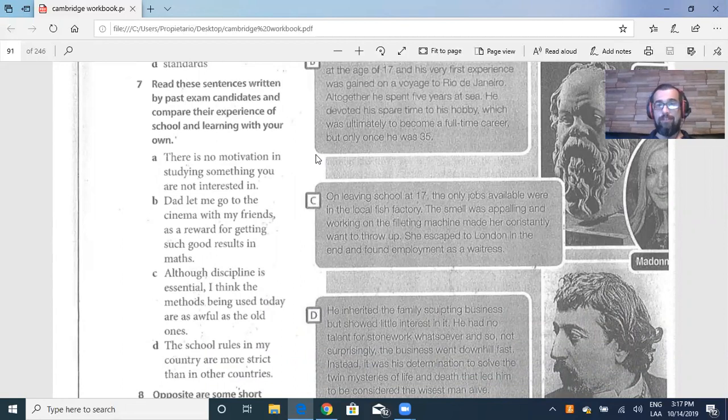What I recommend is that if you don't know a word, or if there's a word that is a little bit difficult for you, look for it in a dictionary and try to learn it.